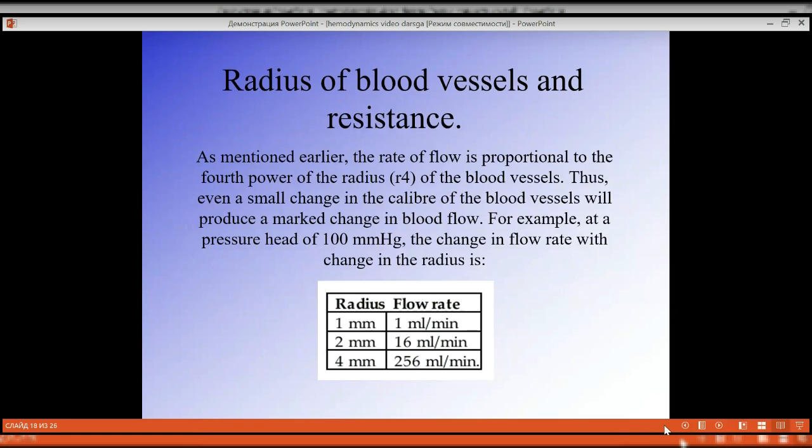Thus, even a small change in the caliber of the blood vessels will produce a marked change in the blood flow. For example, at a pressure head of 100 millimeters of mercury, the change in flow rate with change in the radius is as follows. It means if the radius is higher, the flow will also be more. In 1 minute, for example, with a radius of 4 millimeters, the flow is equal to 256 milliliters per minute. At the smallest radius, for example 1 millimeter, the flow will be only 1 milliliter in 1 minute.